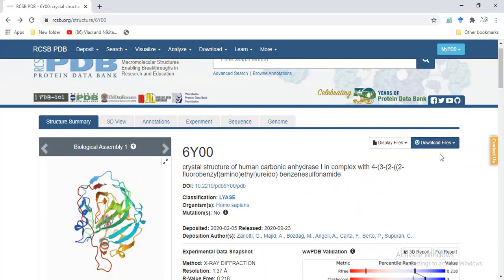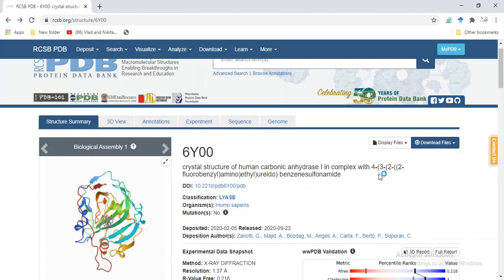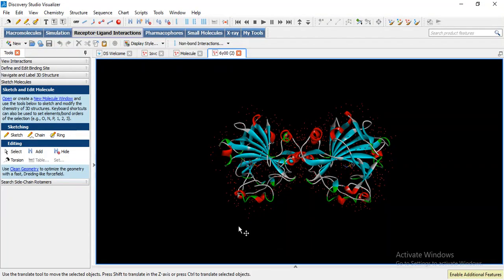Here is the download file. We can obtain the FASTA sequence of that protein, or we can obtain its PDB format for the 3D structure. So now I'm going to download this structure, and here is our structure. This is the dimer of human carbonic anhydrase 1.